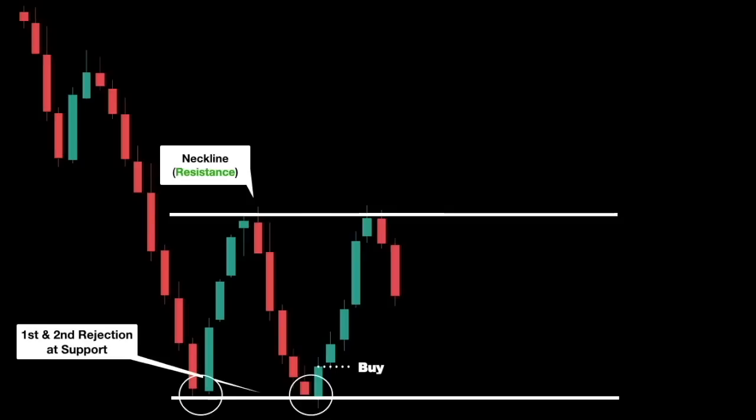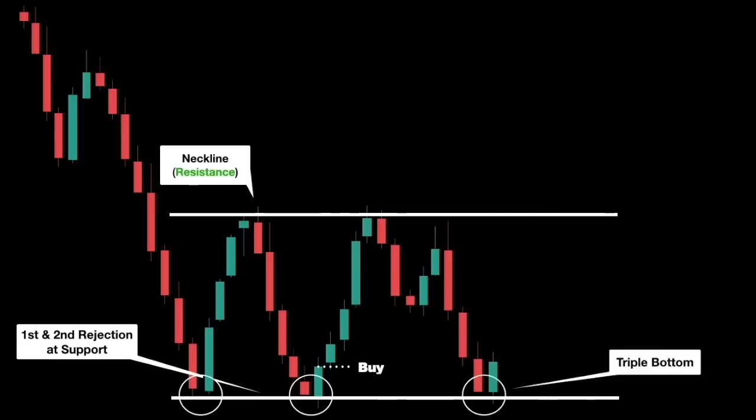Price then pushes to the upside at the resistance level, but it still doesn't break the zone. Price pushes back down and creates the third bottom. The third bottom represents another good opportunity to open a second long trade. Price then pushes to the upside and breaks the resistance level.